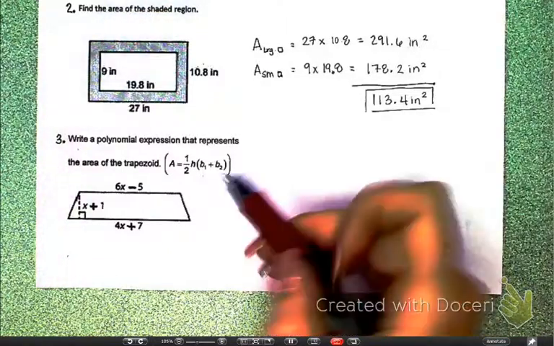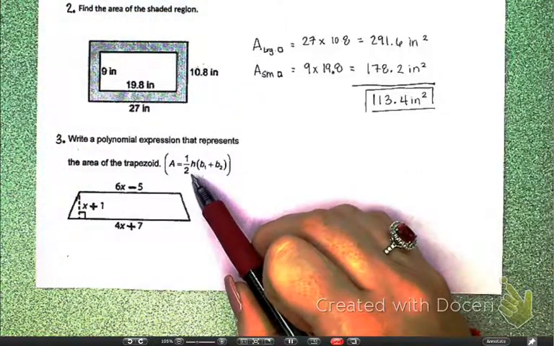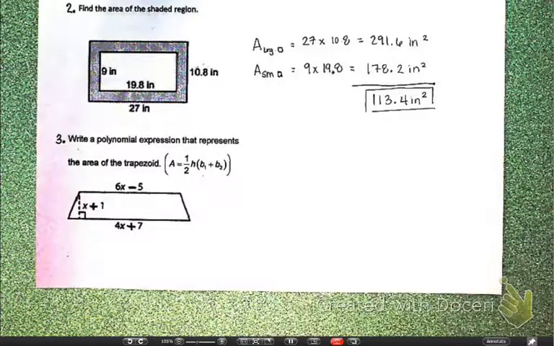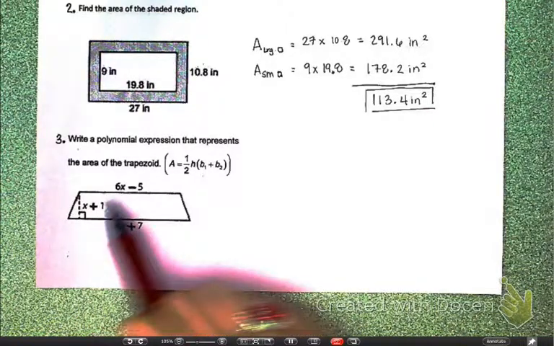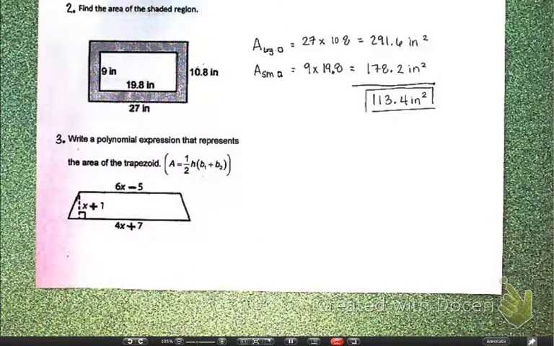So let's break down what this means. What do you think H stands for? Height. And do we know anything about heights? Like which one would be our height, do you think? X plus 1. So just as a reference, the height of a trapezoid creates a 90-degree angle with the base. Okay, so the 90-degree angle with the base is the height of the trapezoid. What do you think B1 and B2 stand for? Base 1 and base 2.